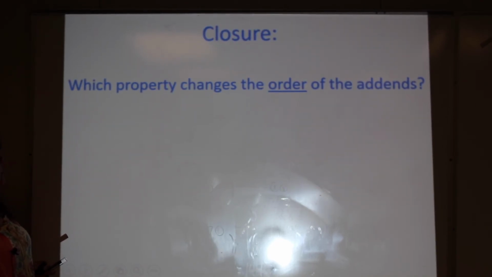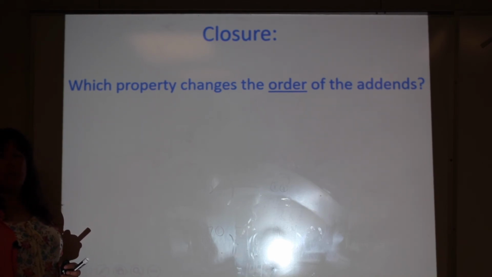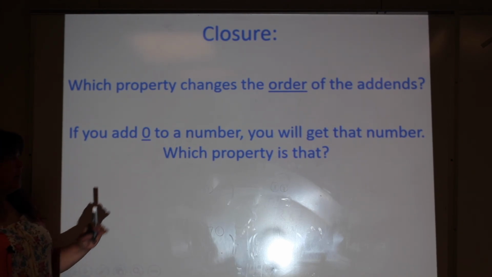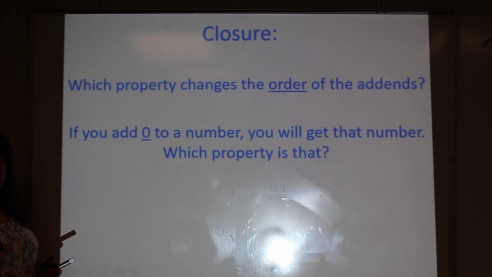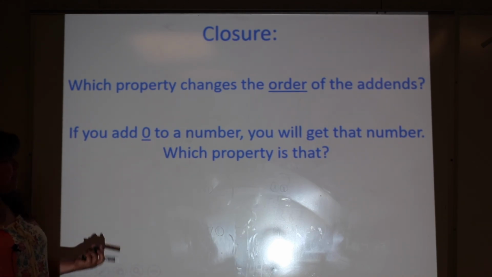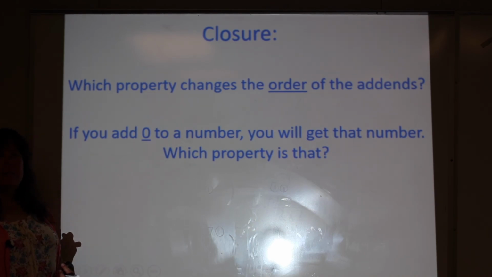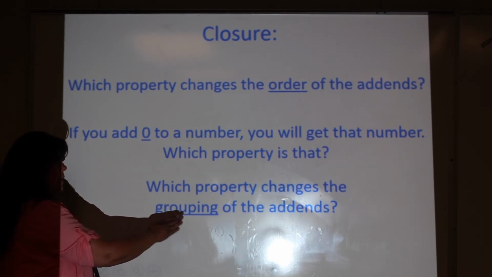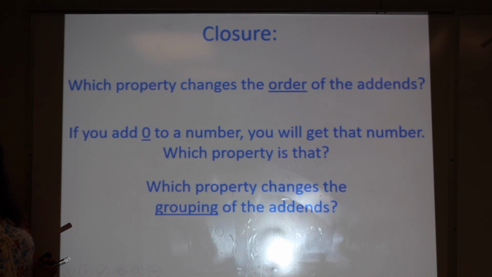So here's our closure. Which property changes the order of the addends? Which one changes the order? Hopefully you're thinking of the commutative property because I switched them. If you add 0 to a number, you will get that number. What property is that one? If I'm adding 0, I get the other number, the same number. What is that? It's the identity property. And our last one, which property changes the grouping of the addends? Associative. Good job.